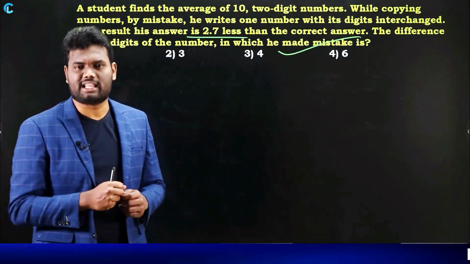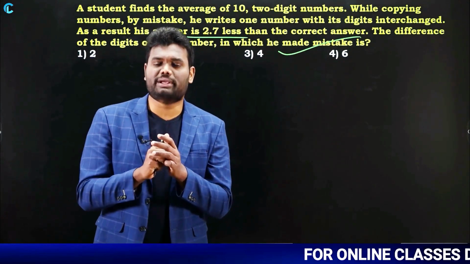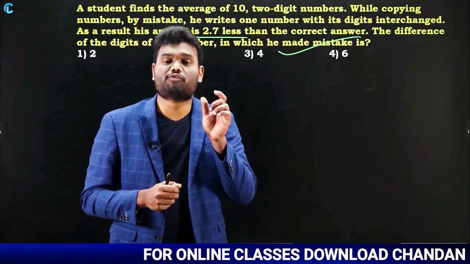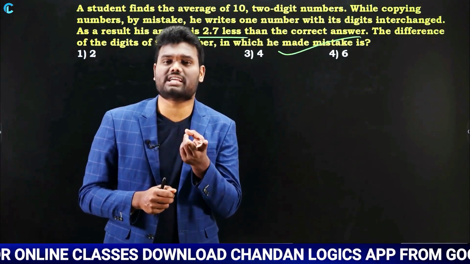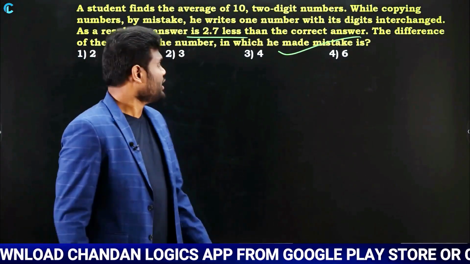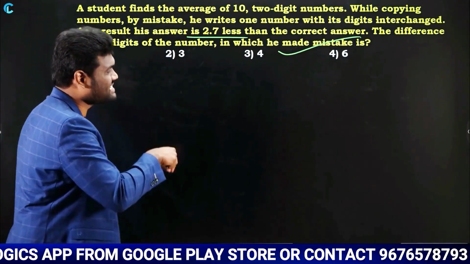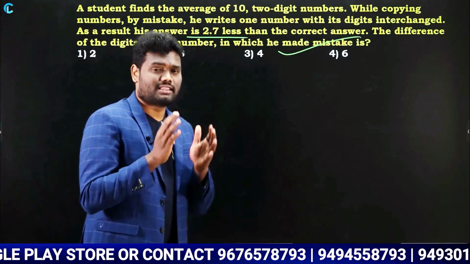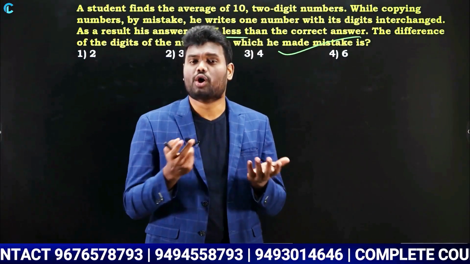Interchanging the digits means, let us say if a two-digit number is AB, interchanged it is BA. Simple example, he needs to write the number as 14, but he has reversed it, or interchanged it, and written it as 41. Due to this, the answer became 2.7 less than the previous answer. Now your question is, what is the difference in the digits of that number which was entered wrongly?